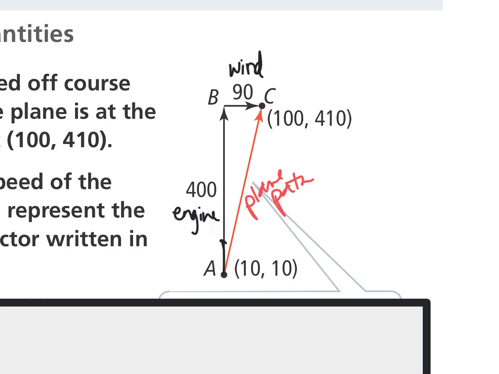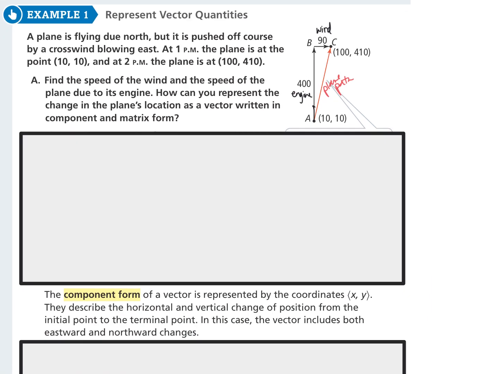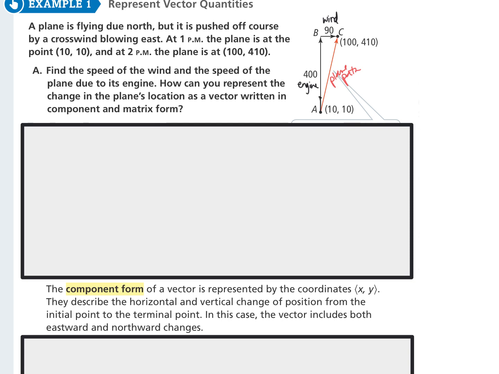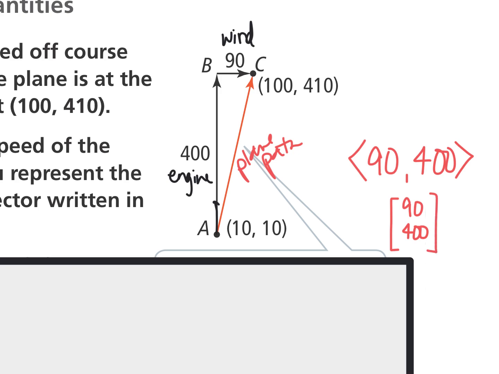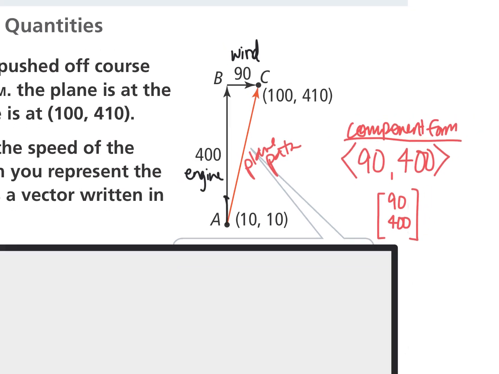When we try to name this vector, vectors are named in what is called component form. You can see down here at the bottom, they are written with these little angled brackets. So this specific vector, if we want to name it in its component form, so label that in your notes, we're going to do the x component first, so that would be 90, and then the y component second, which would be 400. And just like we did with matrices, vector components can be labeled in matrix form, where this would be 90 and 400. So these are called component form. And then we can use all of this to actually calculate the magnitude and direction.